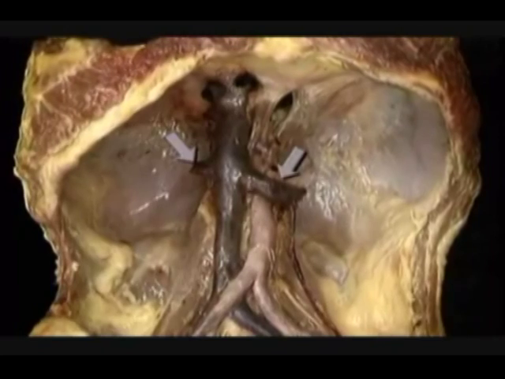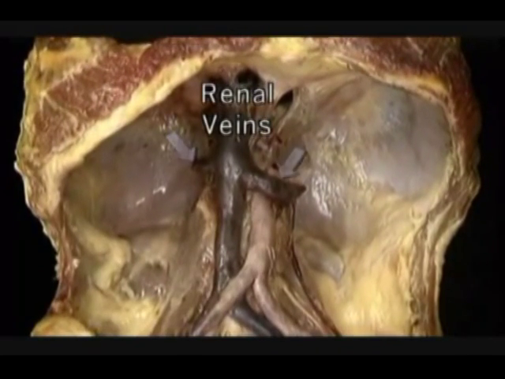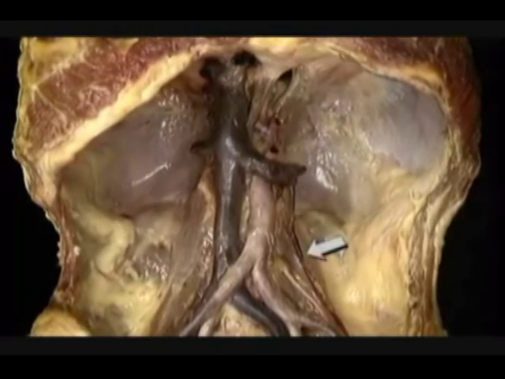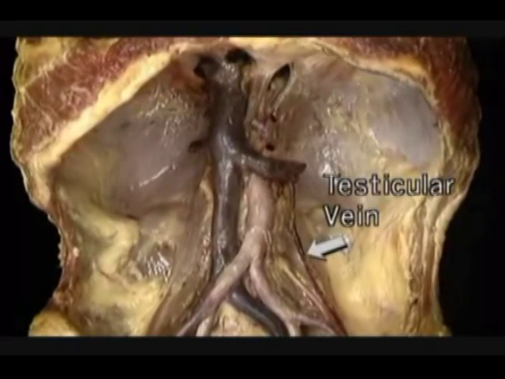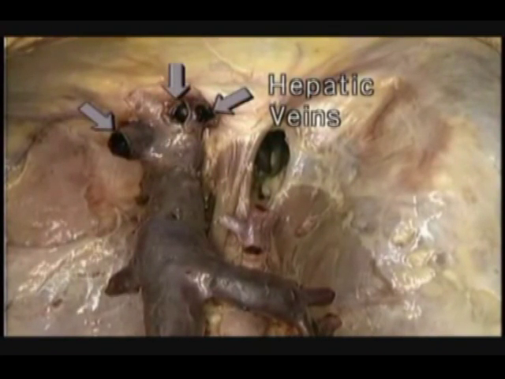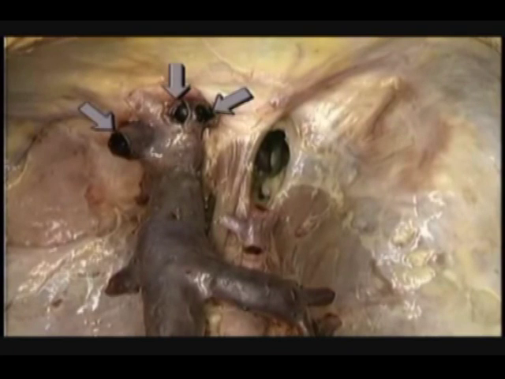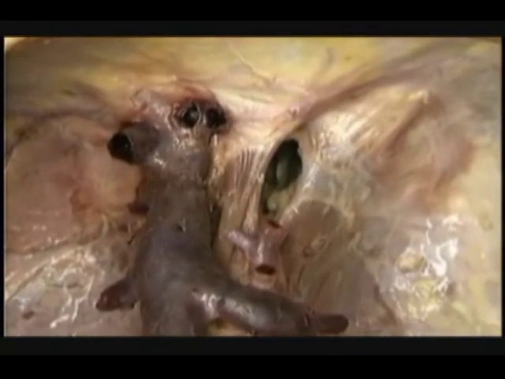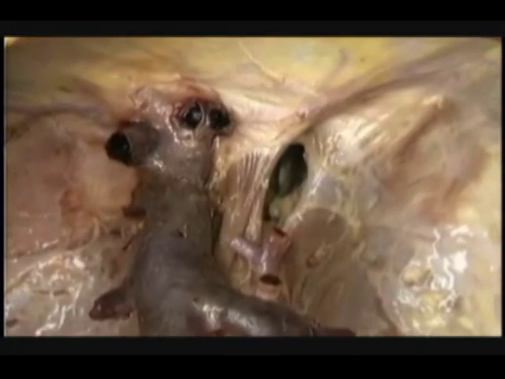The 2 large renal veins join the inferior vena cava at the level of L2. This is the left testicular vein. The right one has been removed. Blood from the liver returns to the main circulation through these large hepatic veins. The hepatic veins are very short. Their number varies. Here there are 3. They enter the vena cava just below the diaphragm.